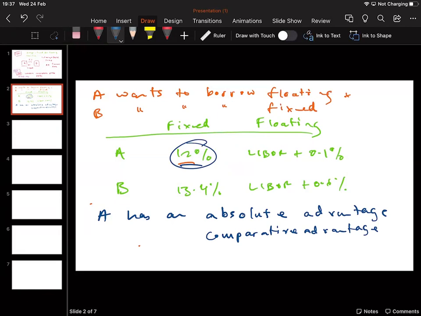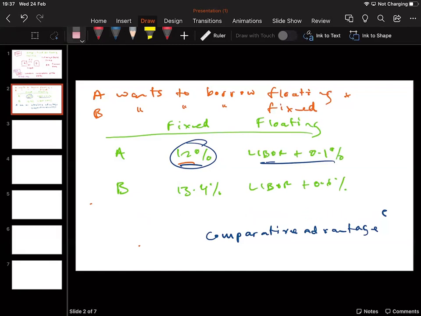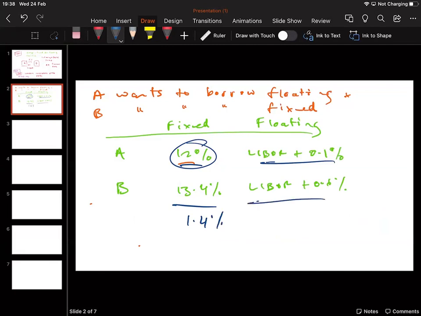Why would we say that? Well, A has an absolute advantage in borrowing at the fixed rate and the floating rate, because in each instance the rate that A pays compared to B is lower. If we take the difference between the 12% and the 13.4%, B pays 1.4% higher than A, and on the floating side, B pays 0.5% higher than A. So in both cases, A has an absolute advantage.